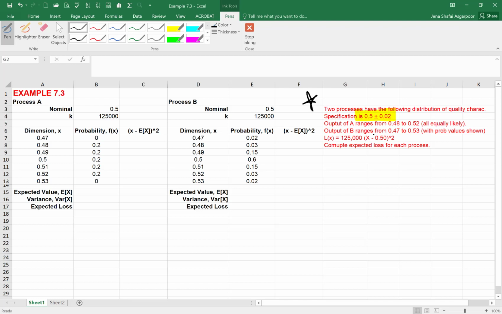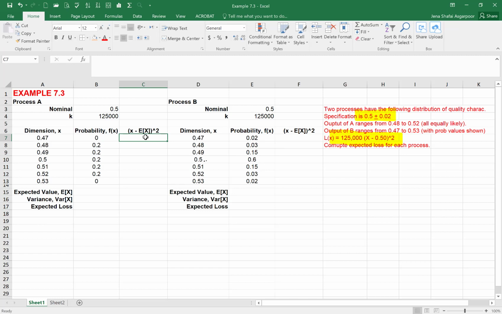And output B ranges from 0.47 to 0.53, but the probabilities are different from one value to another. Notice here these are all uniform, or equally likely. And you can see that over here the probabilities are much higher when you're around 0.5, which is the nominal value of our quality characteristic. Okay, so the loss function is given to us right here, and we want to compute the expected loss for each process so that we can see which process is better in terms of monetary consequences.